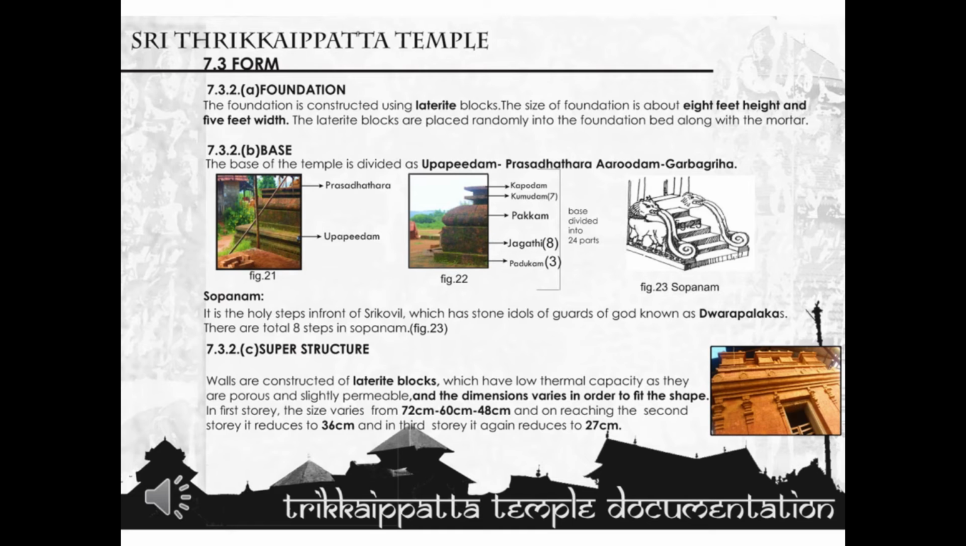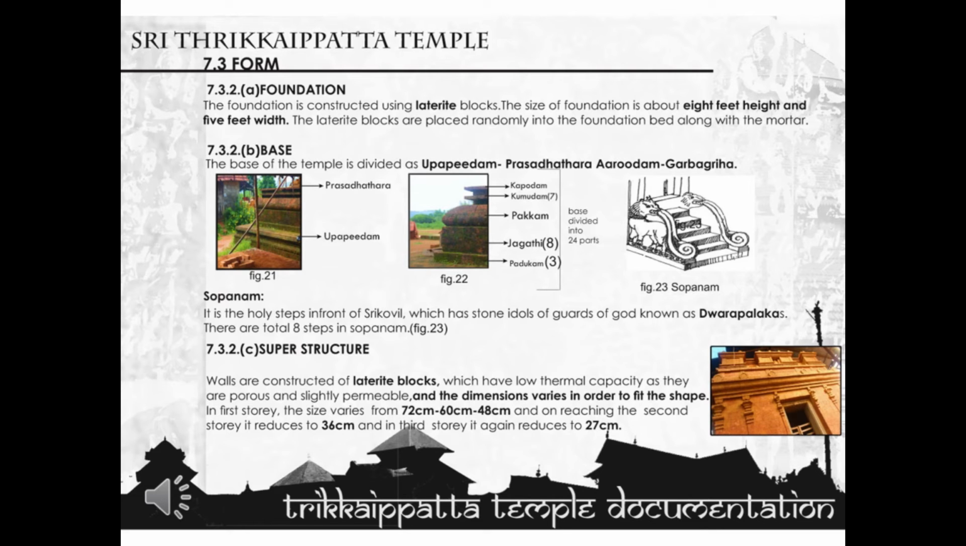Next, base. The base of the temple is divided as Upapidam, Prasadara, Arudam and Garbhagriha. And it's further divided into 24 parts like Kabodam, Kaumudam, Pakkam, Jagadi, Padugam. Now Sobana. It is the holy steps in front of Sri Kovil, which has stone idols of gods known as Dwarapalakas. There are total 8 steps in Sobana, as seen in figure 23.